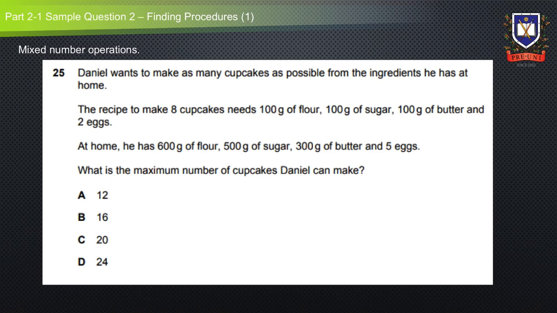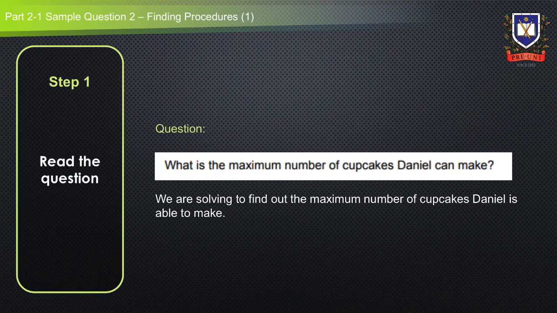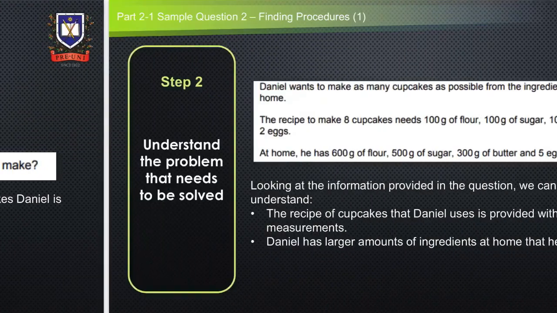Then, let's apply the general approach method to solve the question. The first step is to read the question and determine what it is asking. Since it is asking us what is the maximum number of cupcakes Daniel can make, we are looking for an appropriate procedure to find out the maximum number of cupcakes Daniel is able to make.